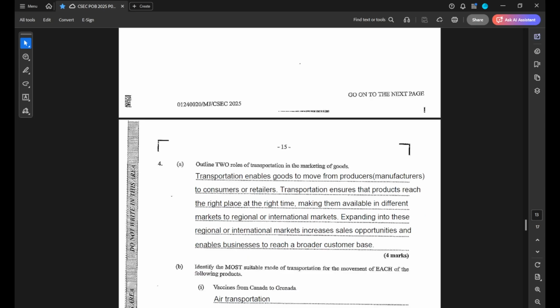Part B, identify the most suitable mode of transportation for the movement of each of the following products. We have vaccines from Canada to Grenada, that will be air transportation. We have lumber from the parish of St. Joseph to the parish of St. George in Dominica, road transportation, of course.